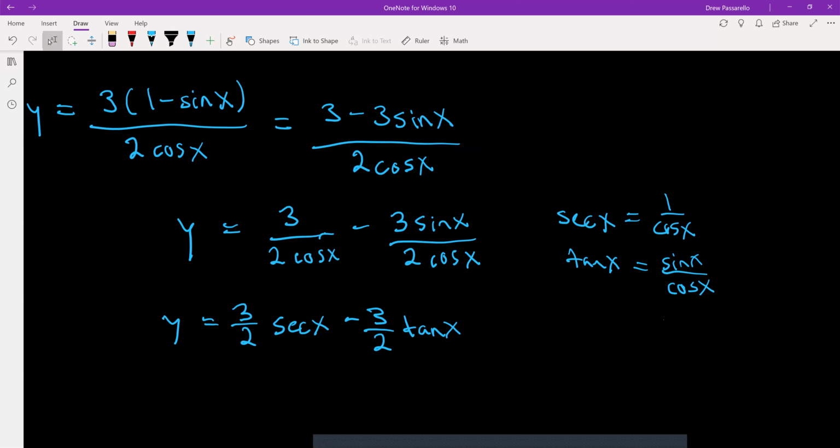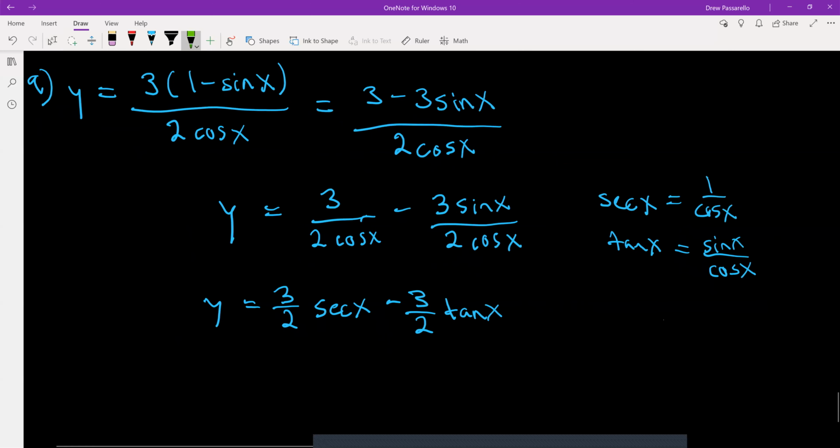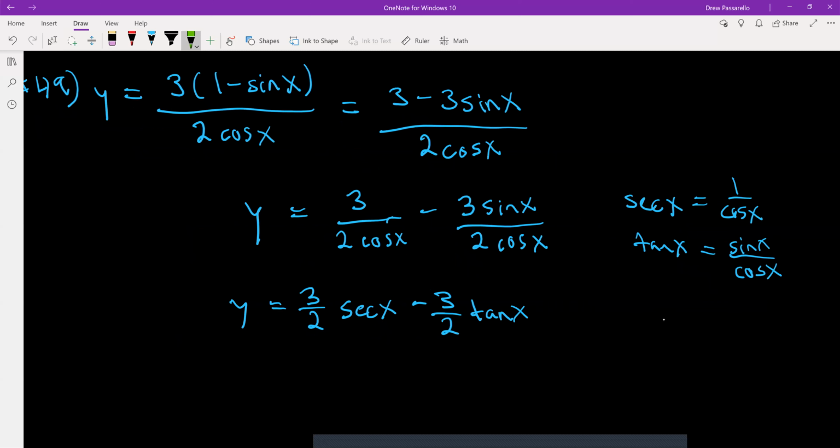And I did all this so I didn't have to use the product rule or quotient rule, because those 2 rules require a good bit of steps. So if I rewrite it like this, in my opinion, it's less steps to find the derivative of this. All right, so I'm going to apply what the derivative of secant is and what the derivative of tangent is.